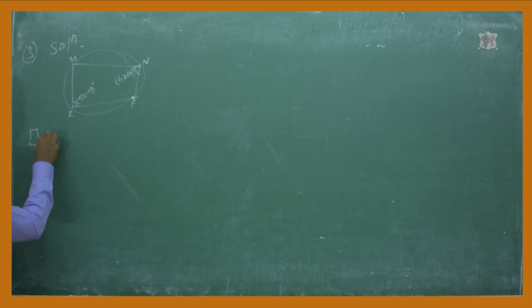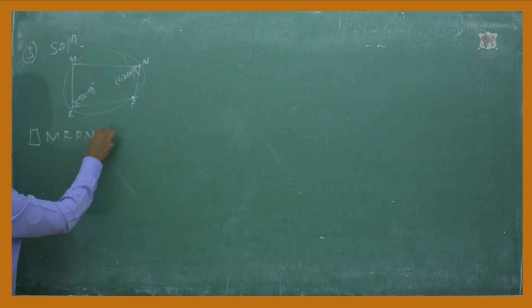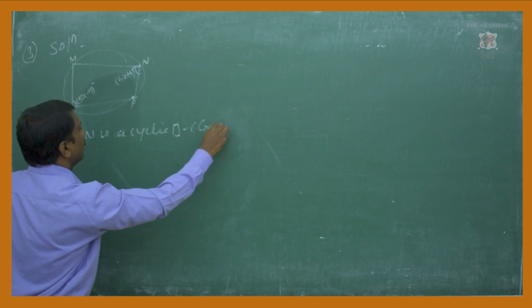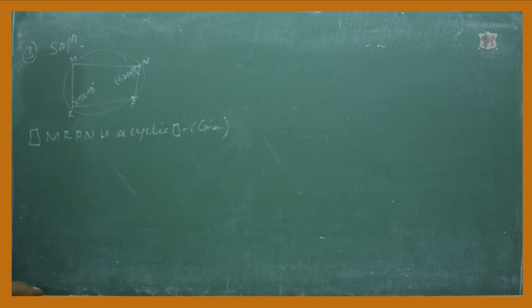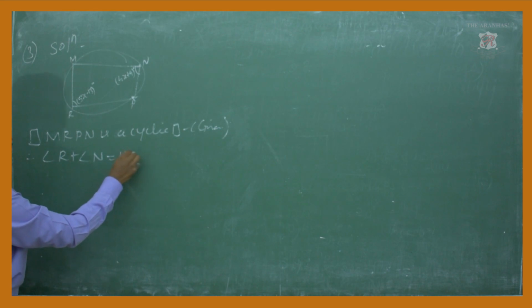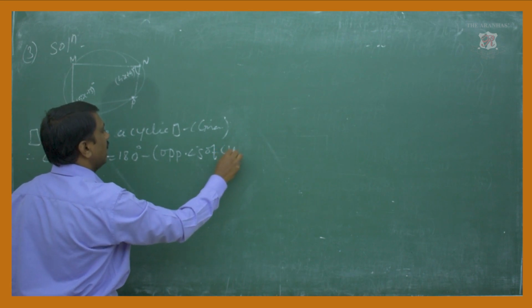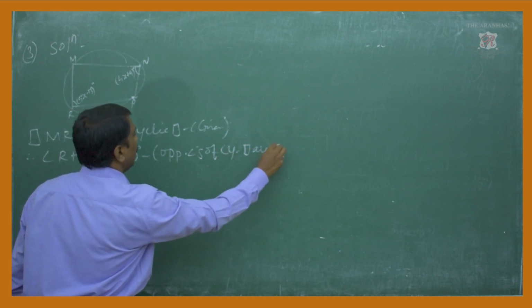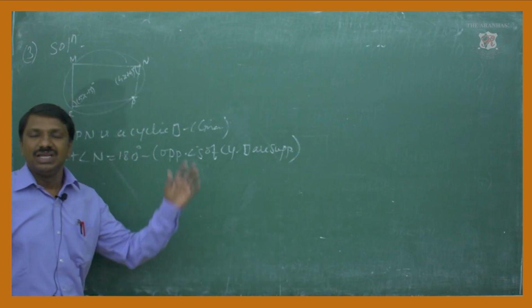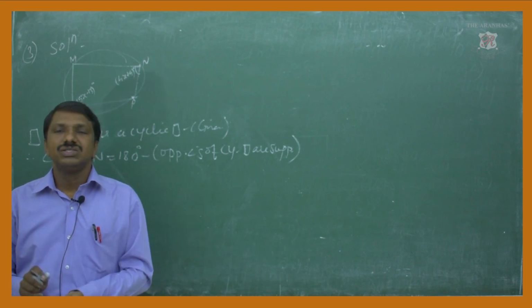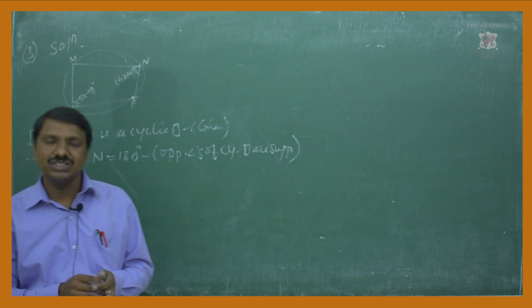At the start we can mention: quadrilateral MRPN is a cyclic quadrilateral. This is given. So we know that opposite angles of a cyclic quadrilateral are supplementary, so we write angle R plus angle N equals 180. In the previous example I mentioned 180; the meaning is the same. We can write 180 or supplementary, meaning the sum of the two angles is 180.